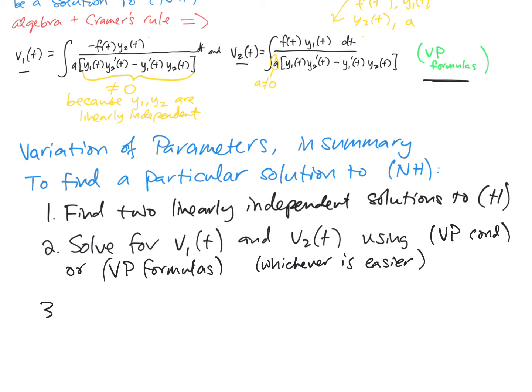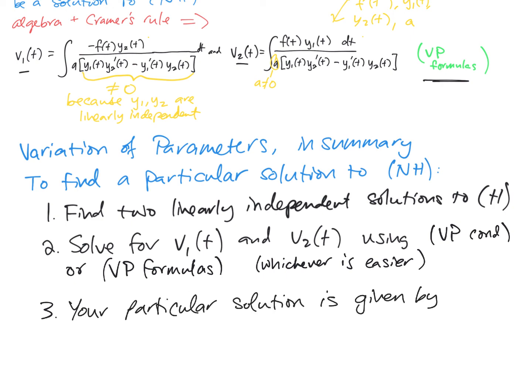And then step 3 is your particular solution, which is given by the formula yp of t equals v1 of t y1 of t plus v2 of t y2 of t. So you've solved for v1 and v2 and then just plug them into this formula here.